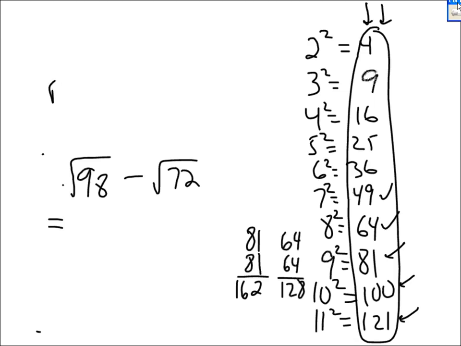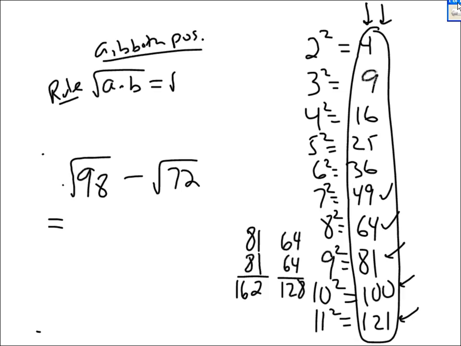Now we have this rule. It's a very important rule. If you have the square root of a product, and for now we'll say A and B are both positive, the square root of a product is the square root of A times the square root of B. You can take the square roots separately and then multiply their results.